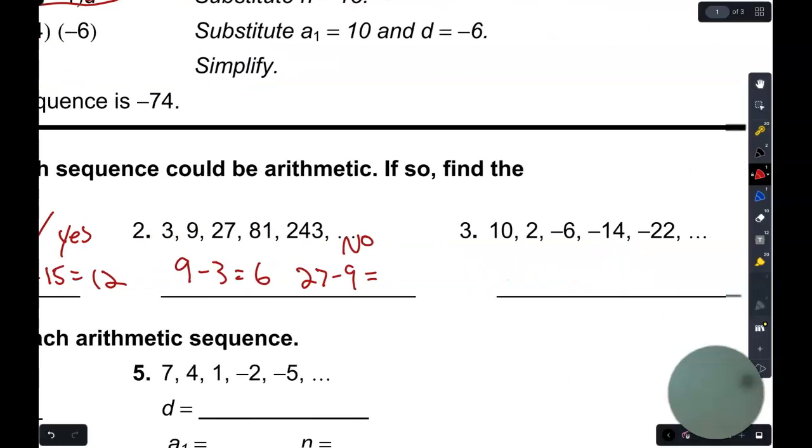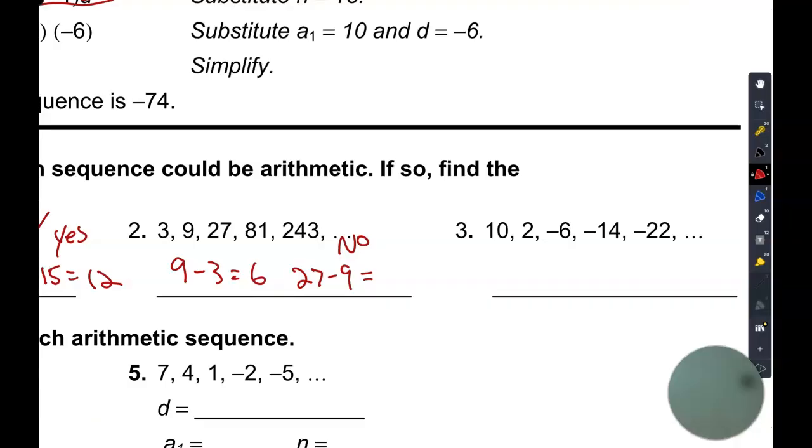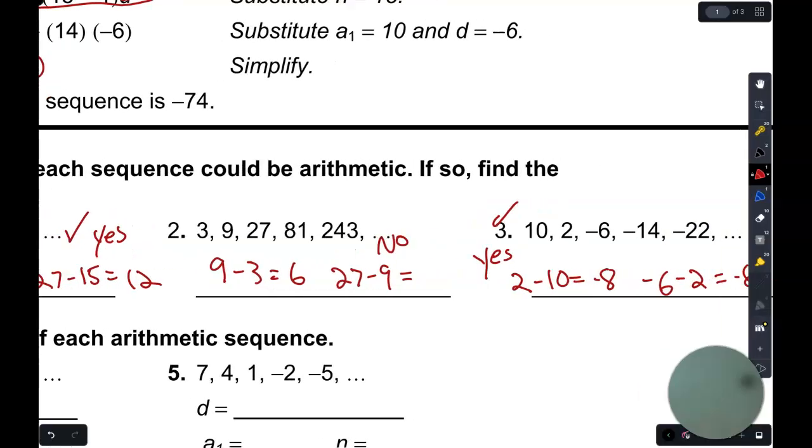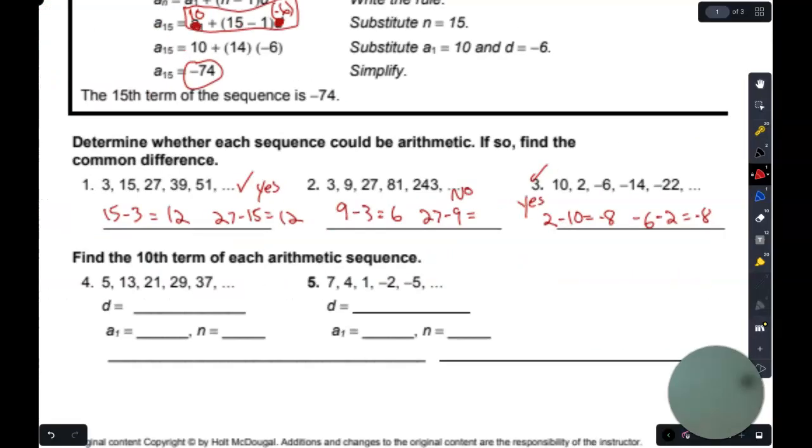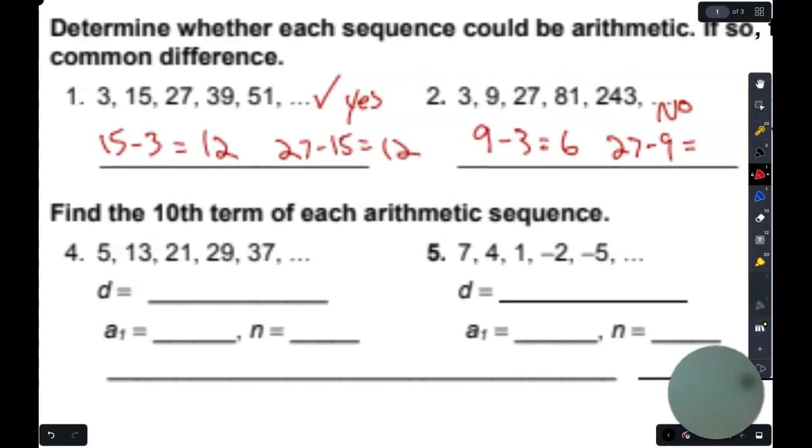All right, let's look at another one. Here they got some negative numbers, but don't let that mess you up. We got 2 minus 10. It's going to get us -8. And -6, I wrote 2, but I meant -6 minus 2. Same sign, find the sum, -8. So that one checks out. That one's good. Yes. And here they just want us to find the common difference. But once you can find the common difference, you can use that to find the term when you use the formula.